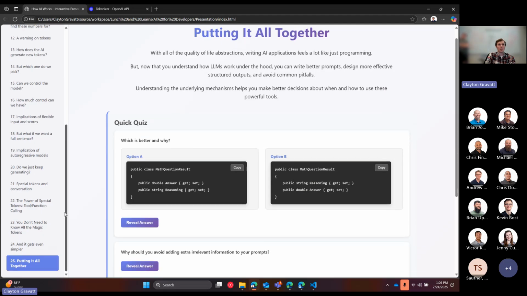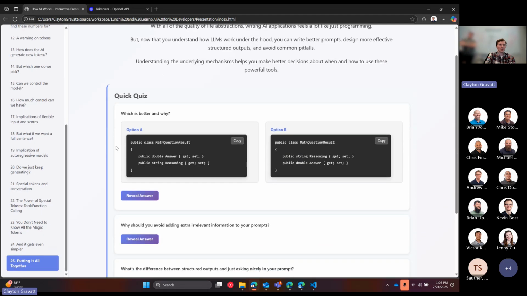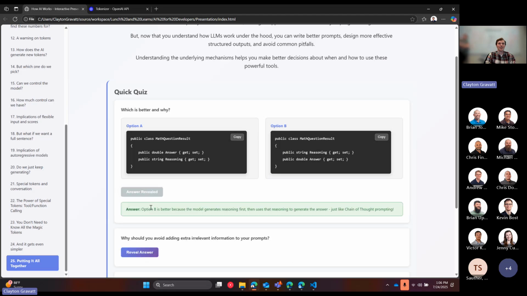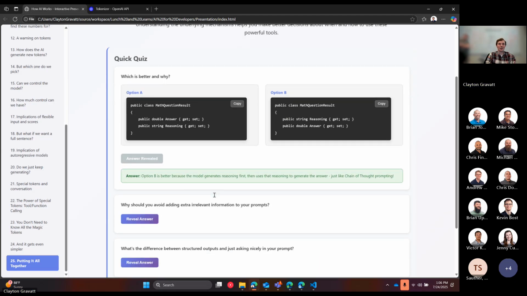So let's take a quiz. Let's see who's paying attention along the way. Which of these is better and why? Lucy, I think you just volunteered. So A and B, if we were using this as our structured output, which of these would be better if we were asking it to solve a math question? I think reasoning always goes first, so I'll give option B. Perfect. That is correct. I'll press this button just so it shows up. But yes, thank you. Okay, great.